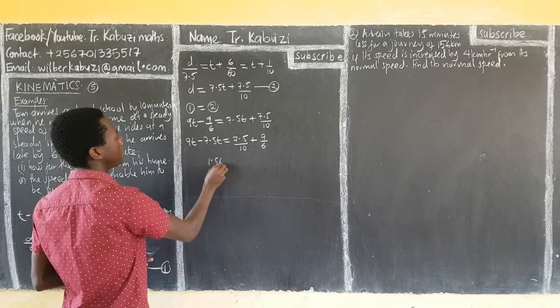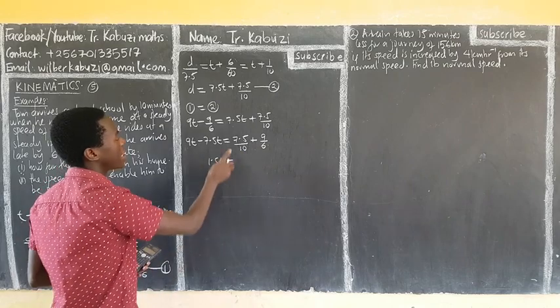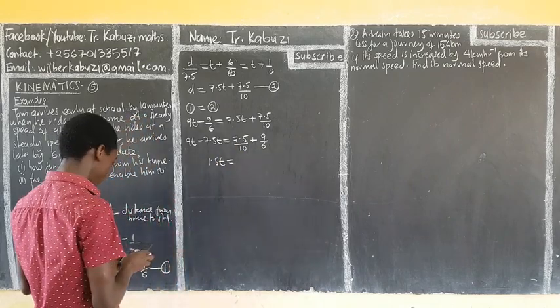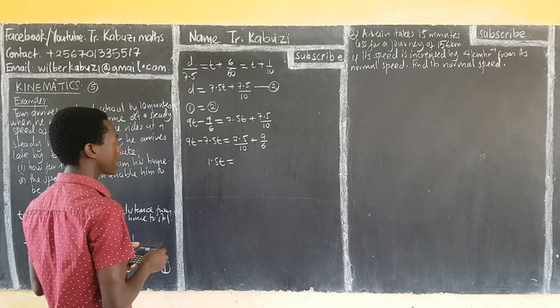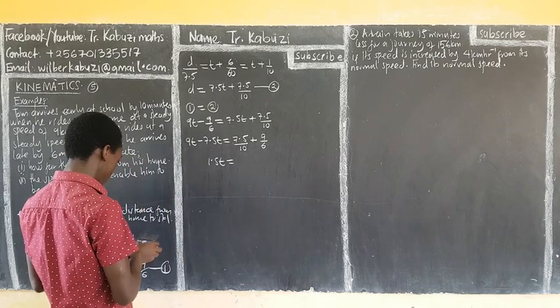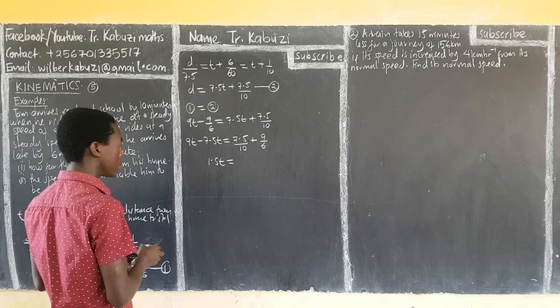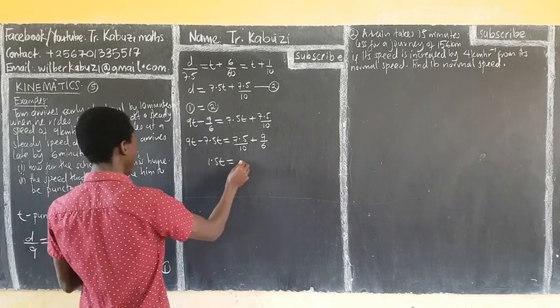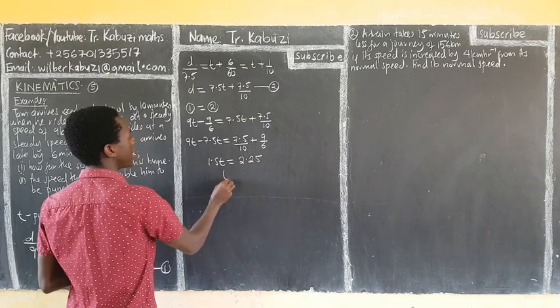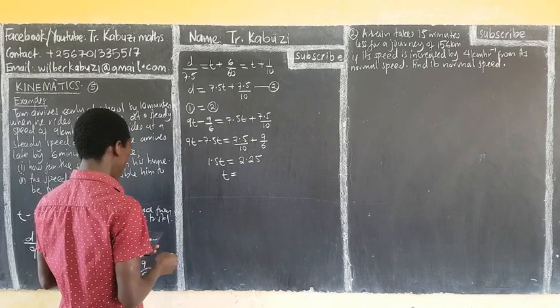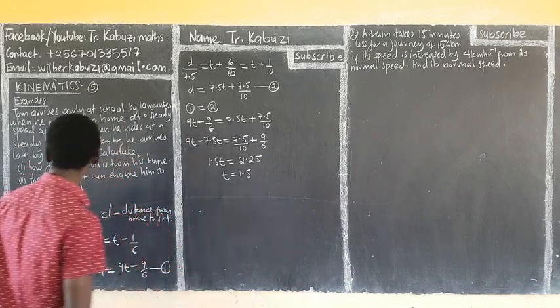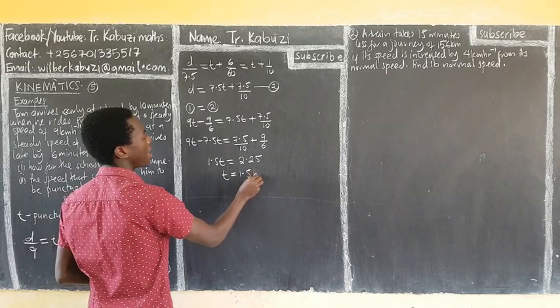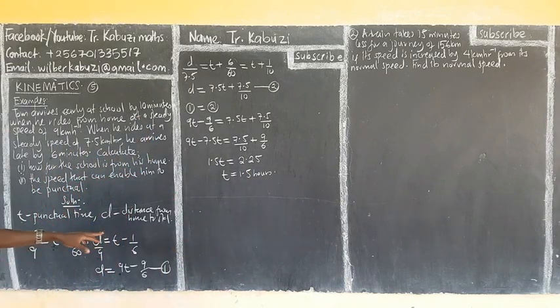So we have 1.5t equals, let us simplify, 0.75 plus 2.25. And so now our t, when you divide there, you get 1.5. Now these are going to be hours, the time, because everything has been in hours. So the time for him to be punctual is going to be 1.5 hours.